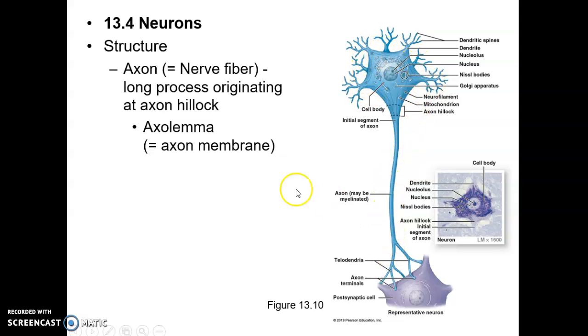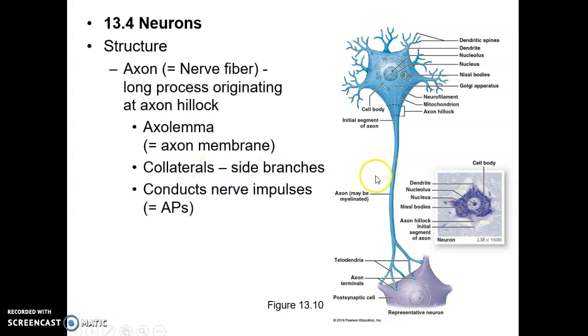The plasma membrane of an axon is referred to as the axolemma, the axon membrane. Remember, like muscle fiber, its plasma membrane is called the sarcolemma. Collaterals are side branches off of the axon. Relatively rare. I don't think I'll ever mention them again. And the function of the axon is to conduct an action potential or nerve impulse. That means transmit it, carry it, or propagate it all the way down to the end of the axon. At the end of the axon, it tends to branch, and the branchings are called telodendria.